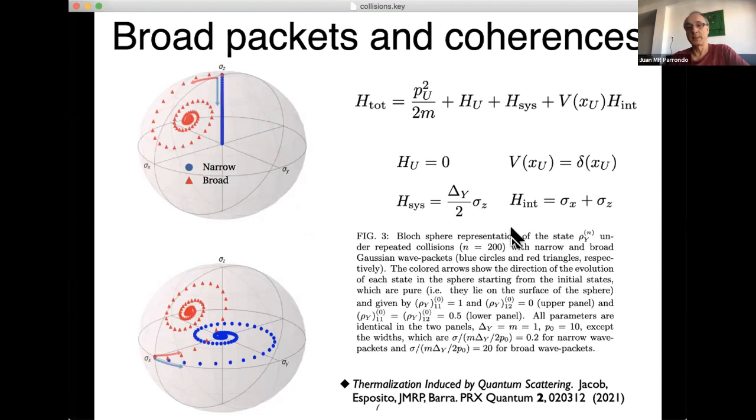And you see that for a narrow wave packet, even with this initial condition, the system goes, in this case, to infinite temperature, to the identity. And here, it goes to some state which exhibits coherences in the qubit basis. Okay, so this was the first finding. And I think it's interesting that to have thermalization, you need narrow packets, and that broad packets can induce coherences.